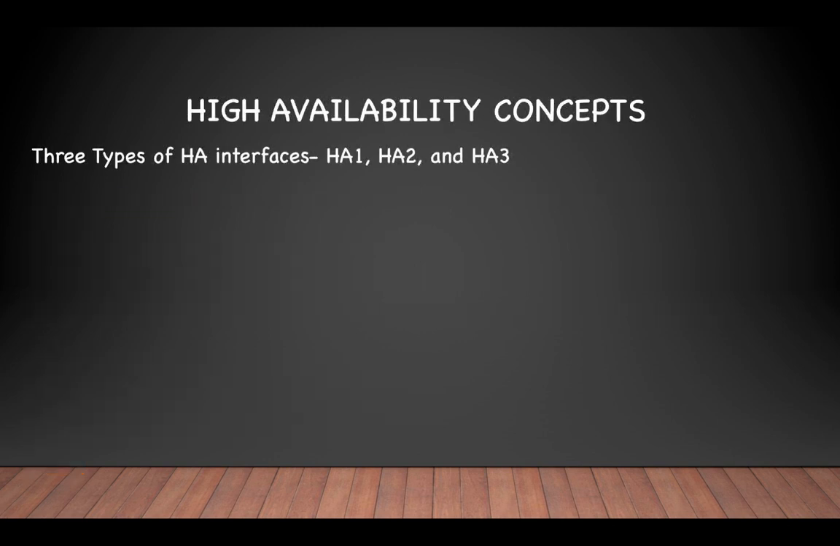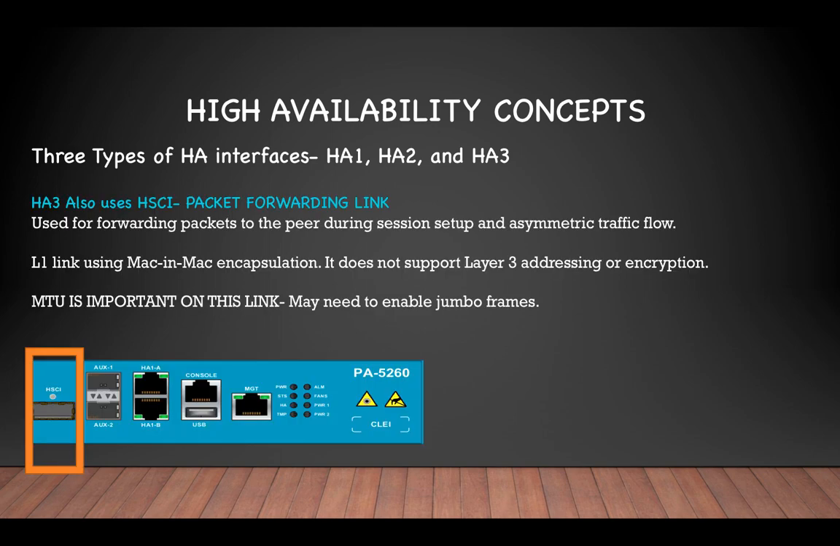Finally, we have the HA3 interface. The HA3 interface uses the same high-speed chassis interconnect link that we use for HA2. This interface is the packet forwarding link and is only used in active-active configurations. The primary purpose is to move production traffic between firewalls when traffic is asymmetric.